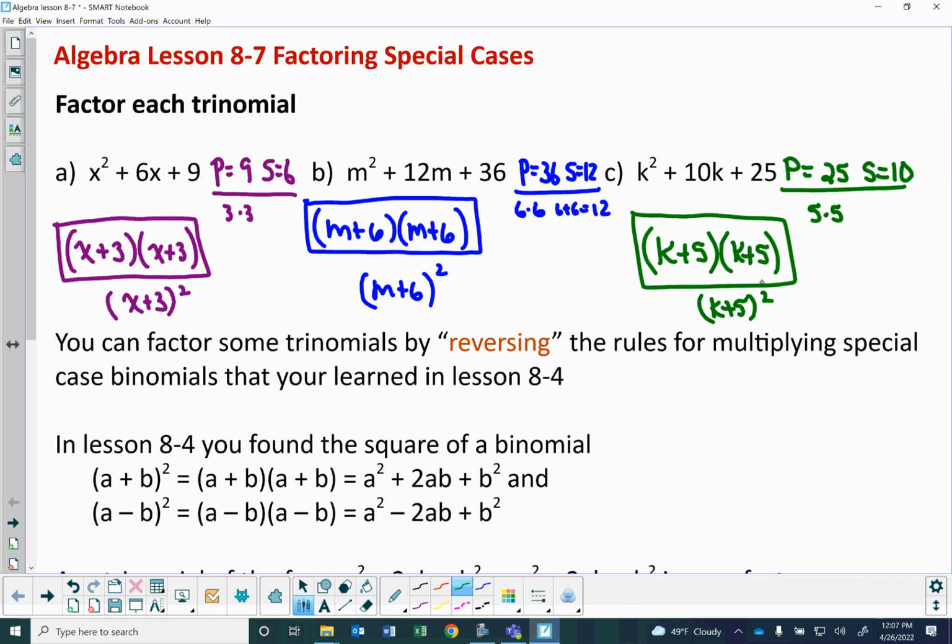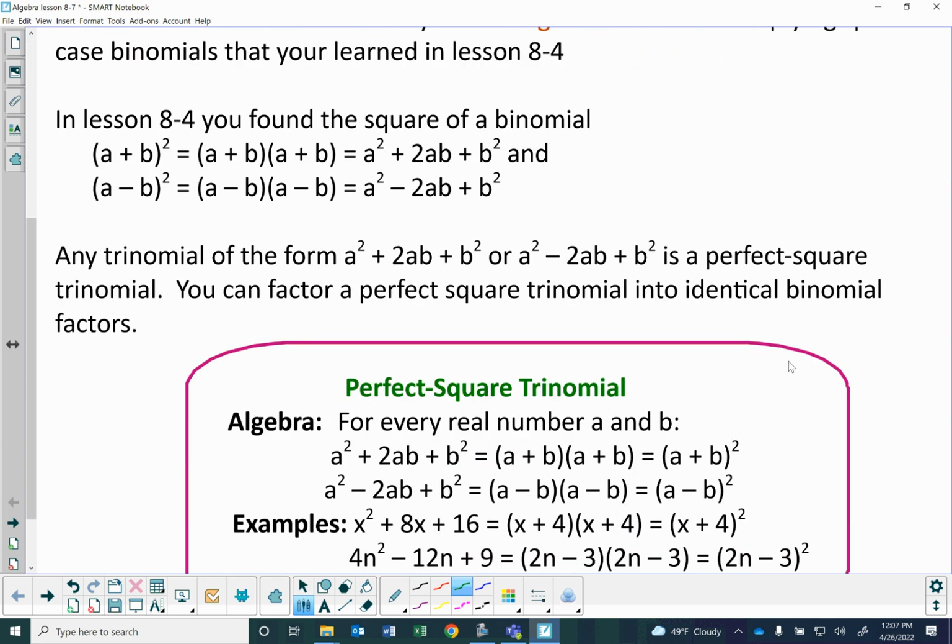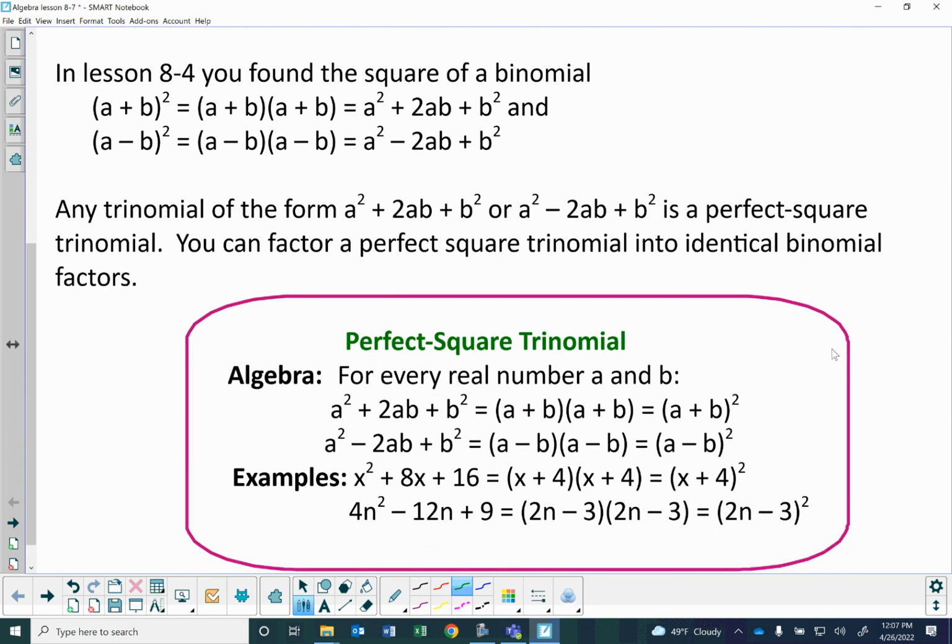So you can factor some trinomials by reversing the rules for multiplying special case binomials that we learned back in 8-4. We found the square of a binomial. If we had a plus b quantity squared, otherwise known as a plus b times a plus b, that would multiply out to be a squared plus 2ab plus b squared. And a minus b quantity squared, a minus b times a minus b, multiplied out to be a squared minus 2ab plus b squared.